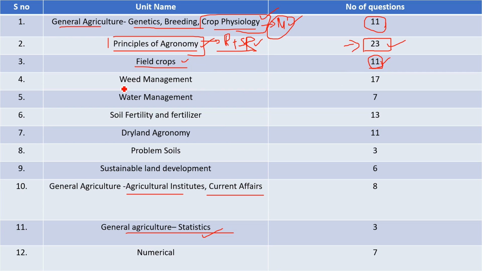Now, this year there was a huge increase in weed management questions. It was a major portion. There were 17 questions asked. Last year there were just about 7 to 8 questions from the weed management part, but this year there were 17 questions from weed management itself.